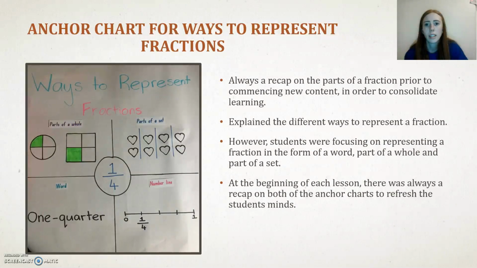I also created an anchor chart for ways to represent fractions. Before introducing this, I always recapped on parts of a fraction prior to commencing new content in order to consolidate their learning. I explained the different ways to represent a fraction. However, students were focusing on representing a fraction in the form of a word, part of a whole, and part of a set. At the beginning of each lesson, there was always a recap on both of the anchor charts I had created to refresh the students' minds.